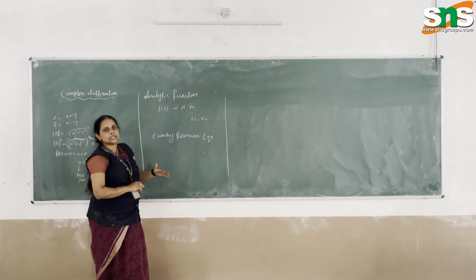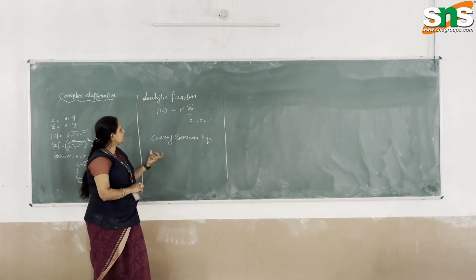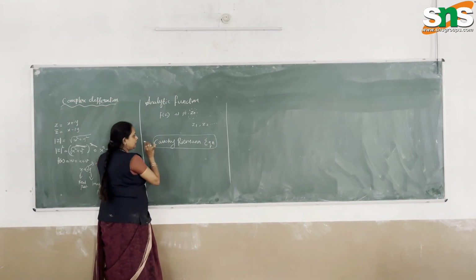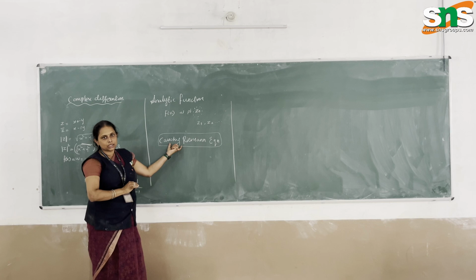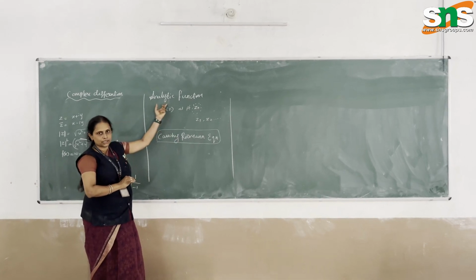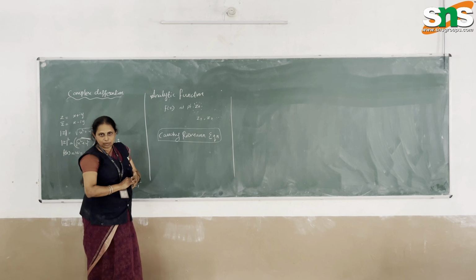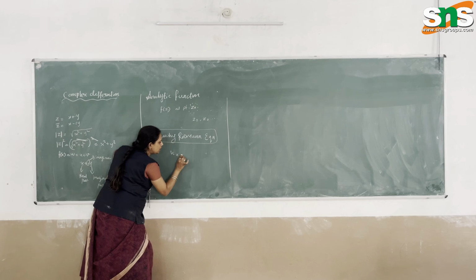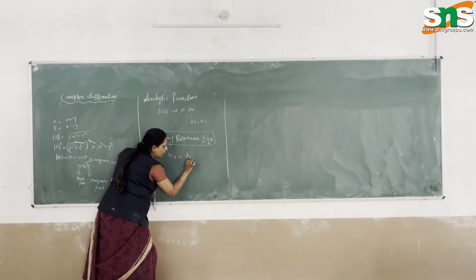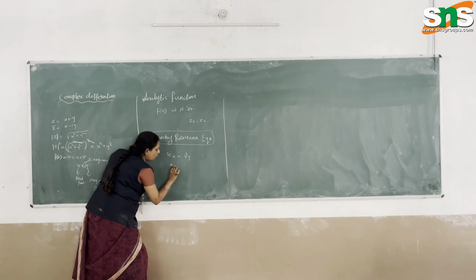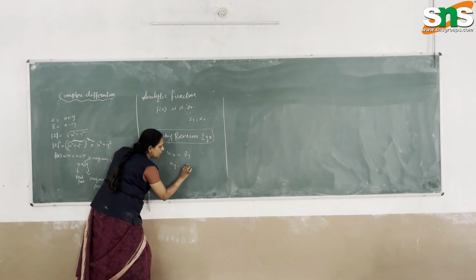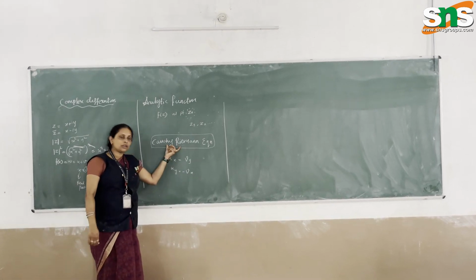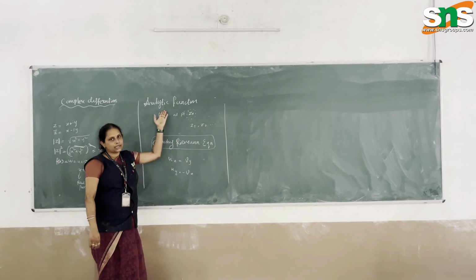In the analytic function, it is a complex number. We have to satisfy the Cauchy-Riemann equation. If it is satisfying the Cauchy-Riemann equation, it is an analytic function. So what is the Cauchy-Riemann equation? The Cauchy-Riemann equation is nothing but ux equal to vy and uy equal to minus of vx. So if it satisfies the CR equation, it is an analytic function.